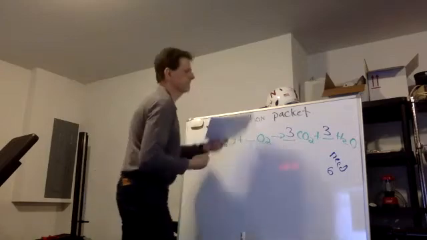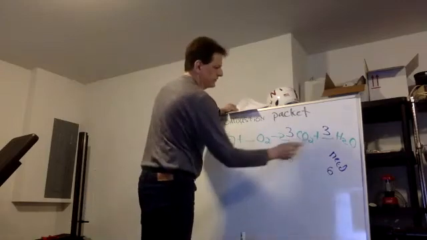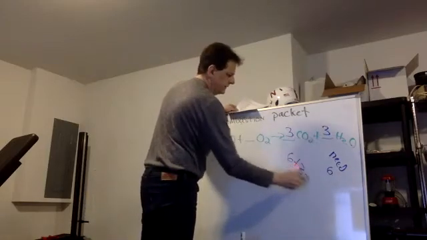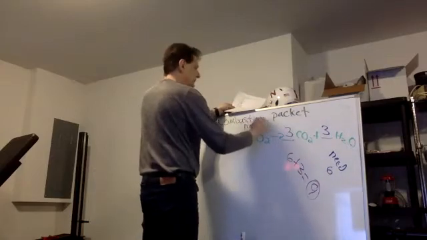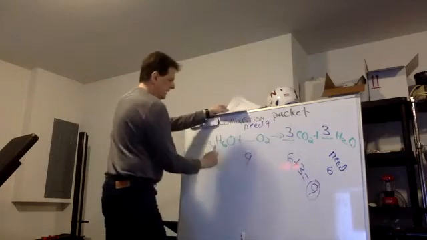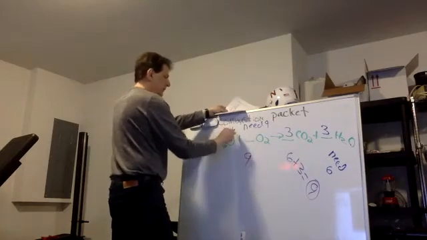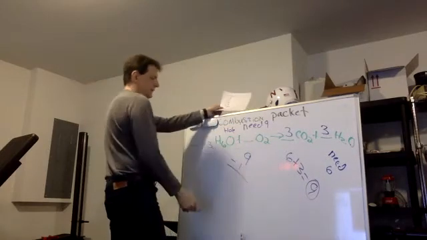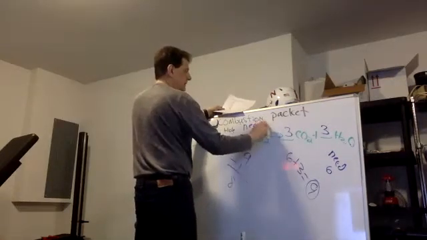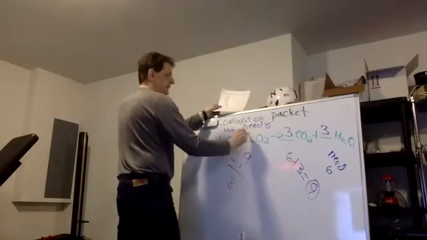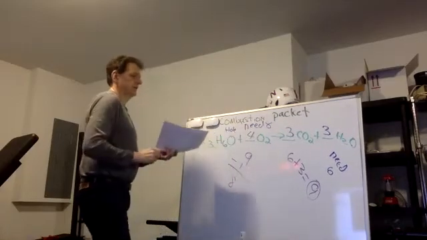3 times 2 is 6. 3 times 1 is 3. 6 and 3 is 9, so my net need here is 9, but I have 1 in the hole, so my hole oxygen is 1. So 9 minus 1 is 8, so my net need is not 9, but it is 8. 2 goes into 8 4 times, and that one's done.